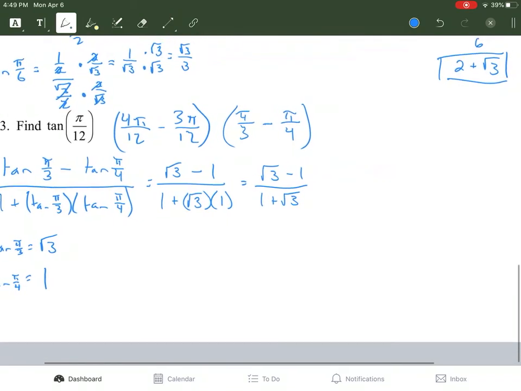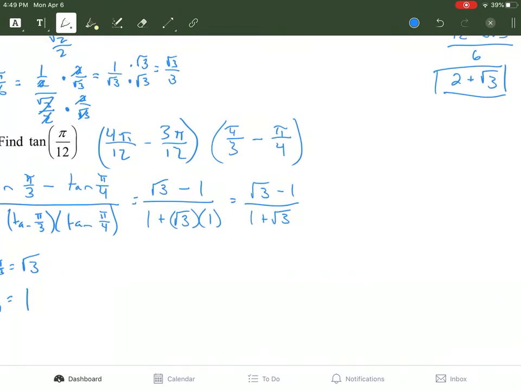All right, now again, we have a point where we're going to do the conjugate by multiplying the denominator by its conjugate. So it's going to be 1 minus square root of 3 on the bottom, and times 1 minus square root of 3 on the top. So this is your conjugate. Again, it is to get the square roots off the bottom of your fraction.